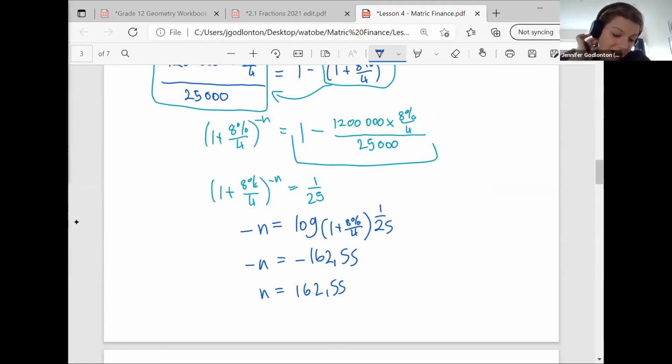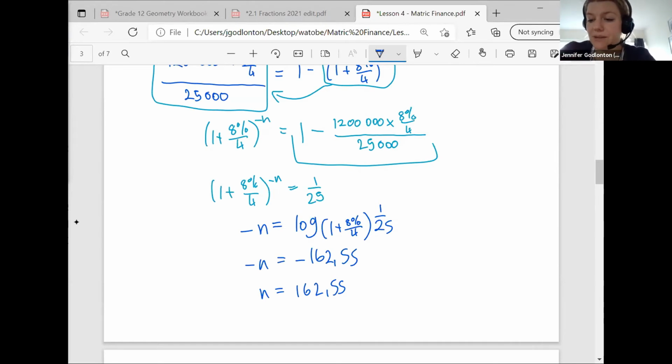Now again, they haven't asked how many payments, they've asked how long will it take to pay off the loan. So where would we go to from here? So that's how many payments I've made, but that's not how long. That's not a time period.